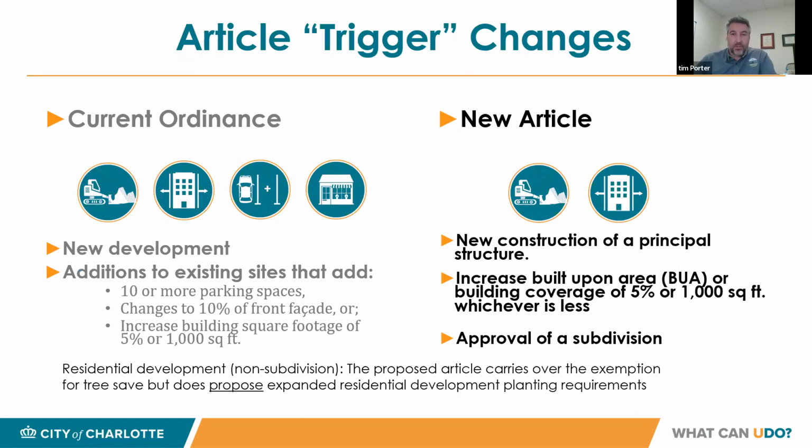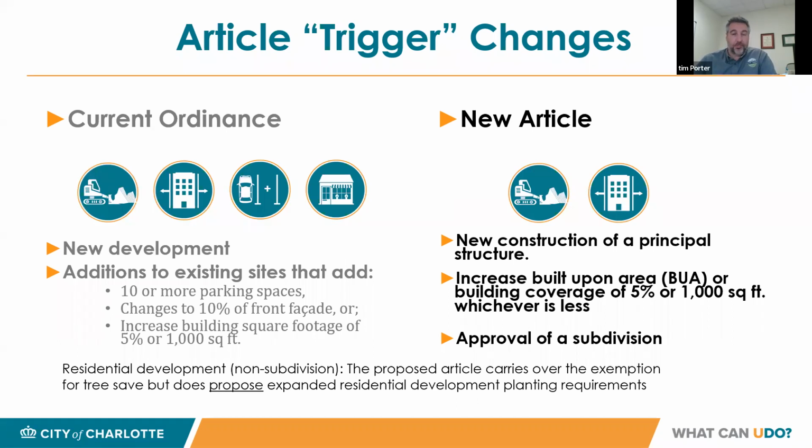So in the alignment, simplifying, and streamlining theme, we're proposing adjustment of current triggers. These are the thresholds that would require development customers to comply with development requirements, meaning a project would have to trigger one of these thresholds to have tree ordinance or tree protection article requirements apply. In the new article, we're moving away from specific triggers such as 10 or more parking spaces. There's also a facade change trigger. We're proposing to eliminate both of those.